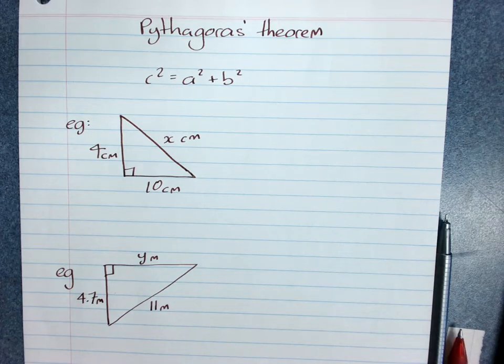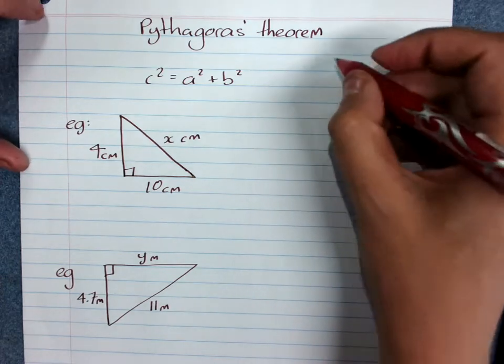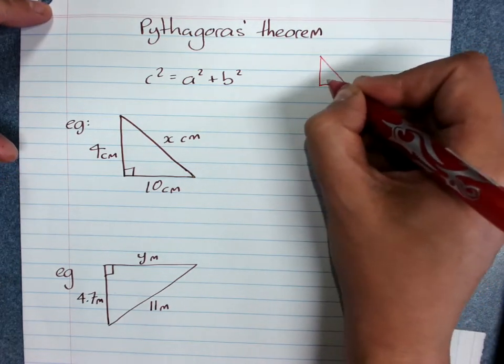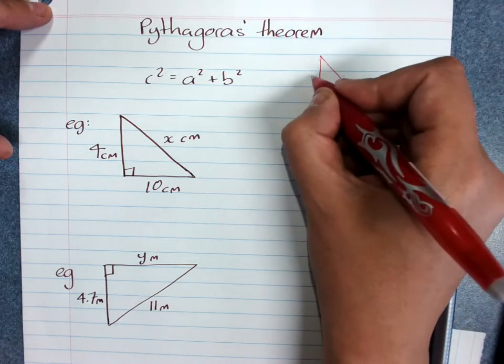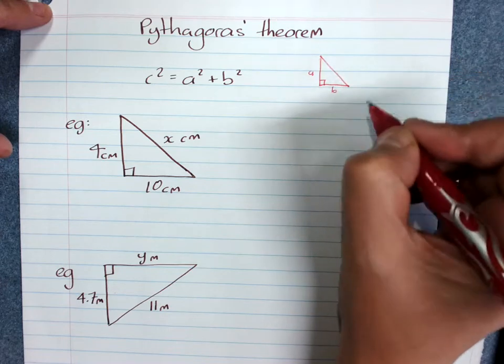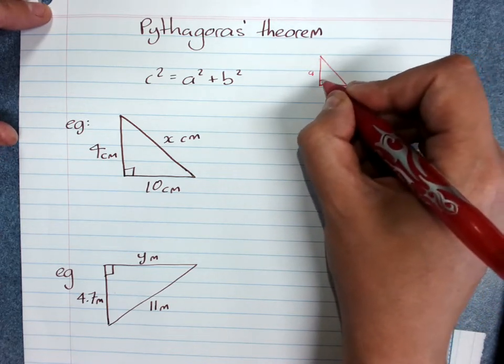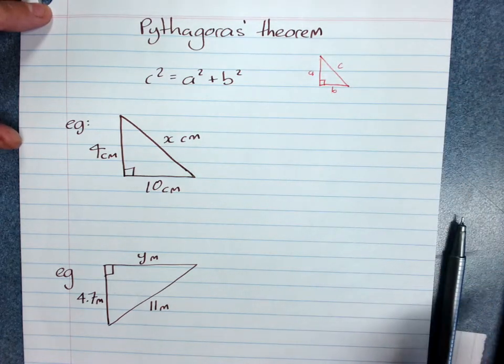Okay, Pythagoras' theorem. Just a quick reminder, which I don't need you to write down. Pythagoras' theorem is for right-angled triangles only. The two short sides which touch the 90-degree angle are A and B. It doesn't matter which is which. The long side, the hypotenuse, opposite the right angle is C. The long side is always C.